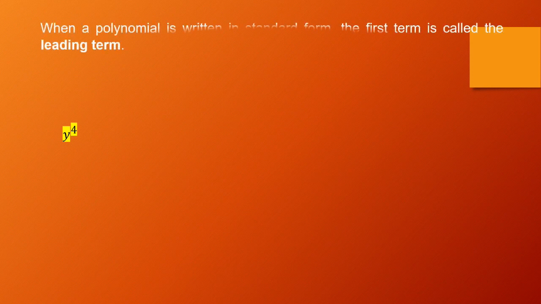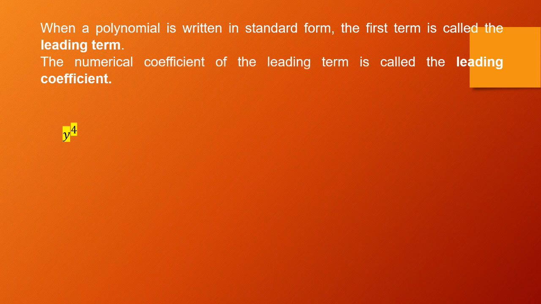When a polynomial is written in standard form, the first term is called the leading term, and the numerical coefficient of the leading term is called the leading coefficient. So example here, y raised to 4 plus y raised to 3 plus y raised to 2 minus y raised to 1. The leading term here is y raised to 4, since the highest exponent is 4, and the leading coefficient is 1, since the numerical coefficient of y raised to 4 is 1.